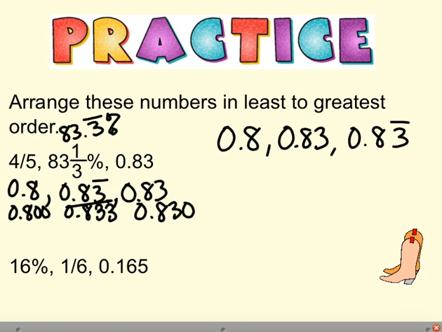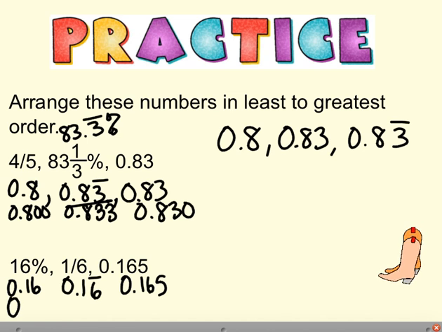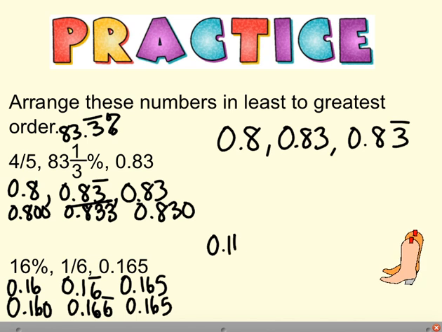16%, we can turn that into a decimal as 0.16. 1/6 as a decimal is 0.16 with the 6 repeating, and then we have 0.165. So once again, I'm going to put these all in the thousandths, so that we have 0.160, 0.166, which we know will go on forever, and 0.165. Well, when we look at these, it's a little bit easier to order them now. We can say we have 160 thousandths.